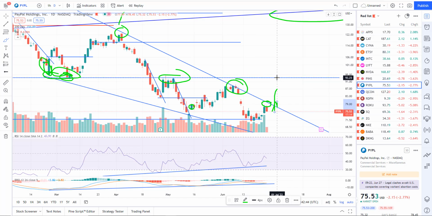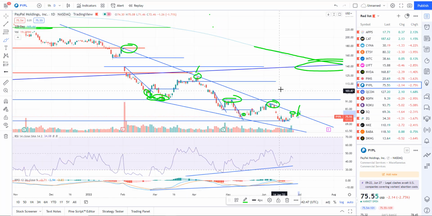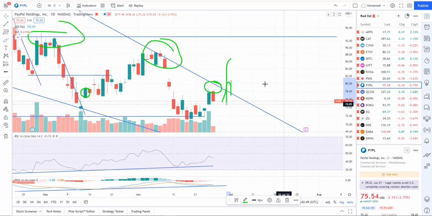All right, so that one I like it. First resistance at 93.23, and yeah, for now we'll just go with that. Waiting for the buy signal.